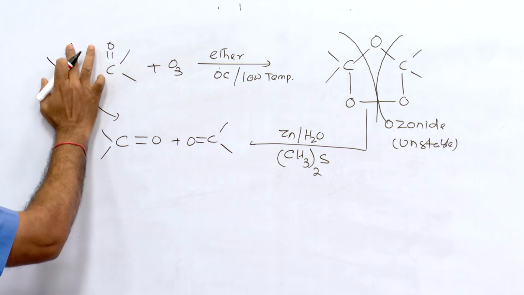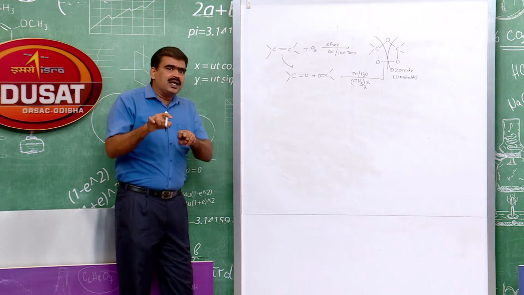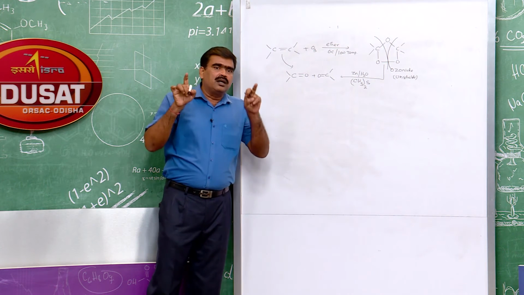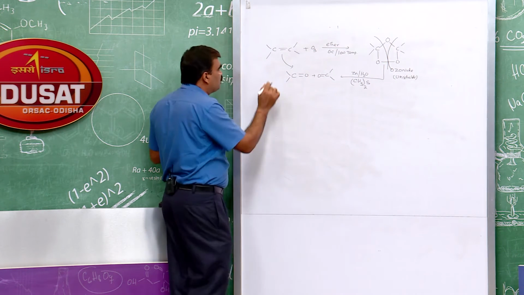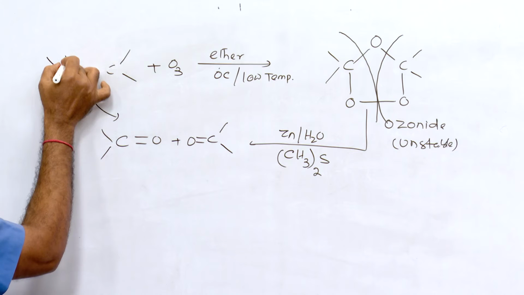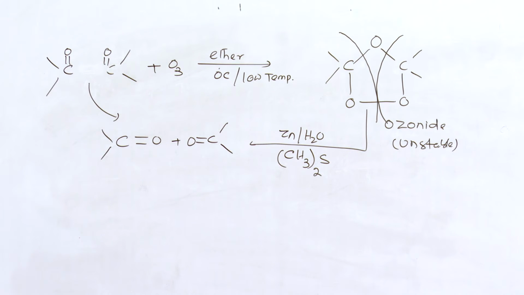So if you are given the aldehydes or ketones and asked what are the original alkene, you can also write this was the original alkene. If alkene is given and you are asked what are the products of ozonolysis, you can also write, you remove this and you put double bond O double bond here like this.